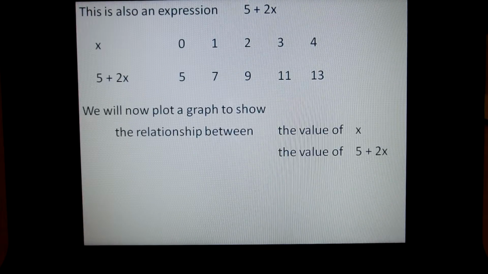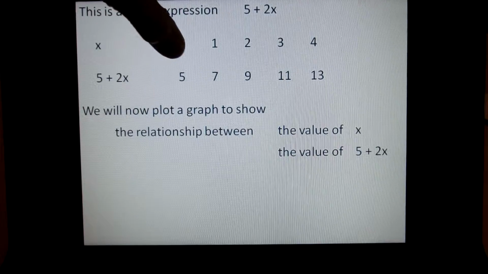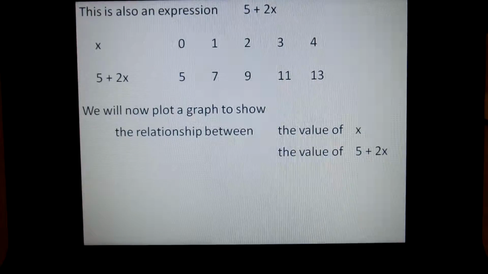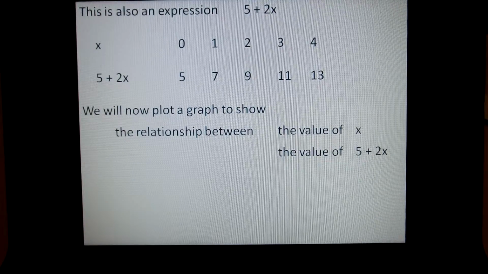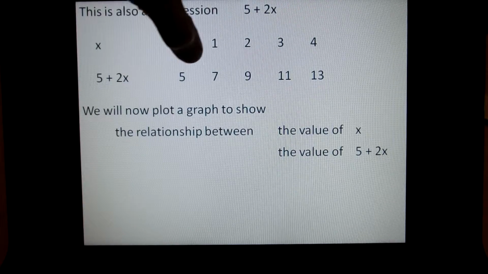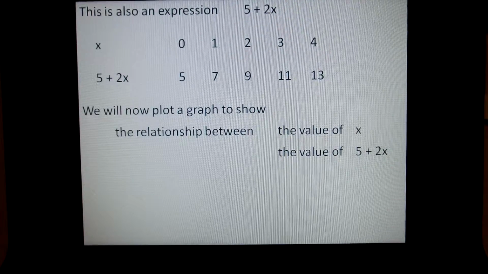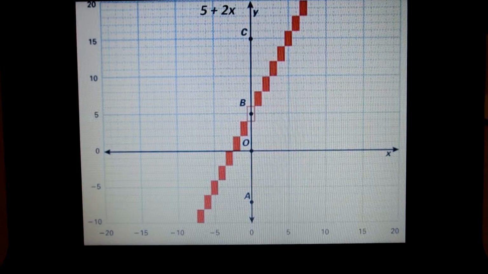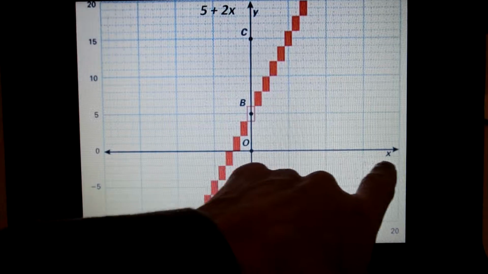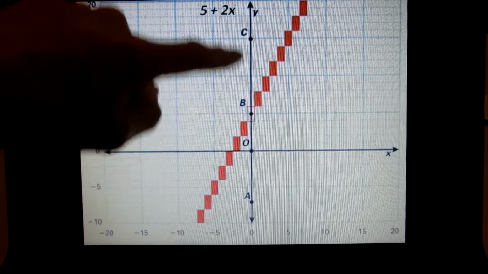Right. We'll now plot a graph to show the relationship between x, the value of x, and the value of this expression. So with the girl whose height was plotted, we looked at the relationship between her age and her height. Here we're looking at the relationship between x and 5 plus 2x. We're looking at a relationship now. So here's a graph of the relationship. X is plotted along here, and 5 plus 2x is plotted up here.